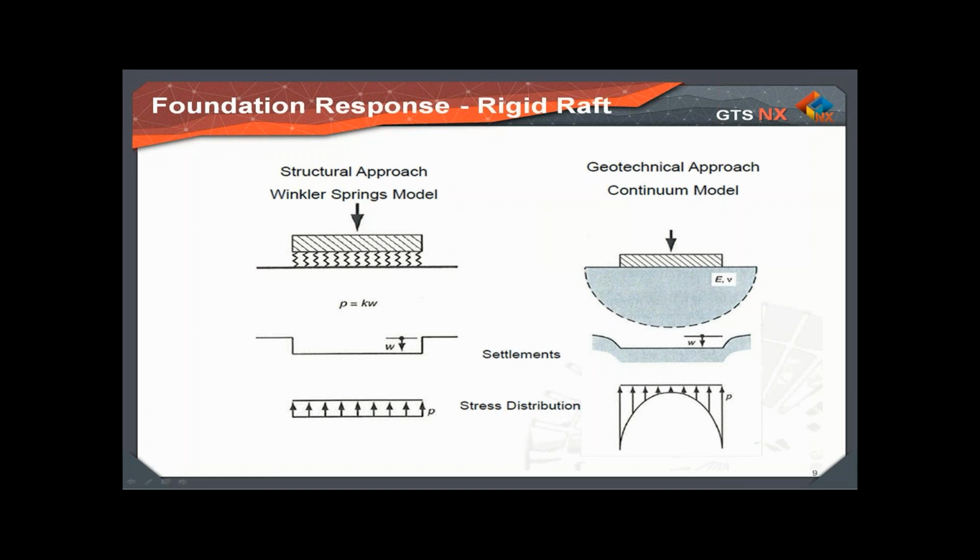For the case of the rigid raft, on the left-hand side, we have the structural approach of the Winkler springs model, which is a single set of Winkler springs, with uniform settlements and uniform stress distribution. However, in the geotechnical approach, the settlement may be constant, but the stress distribution is not. High stress develops at the edge of the raft. By definition, the springs at the edge of the raft have to be higher than the springs at the center to capture this stress behavior, where you have higher stresses but the same settlement.